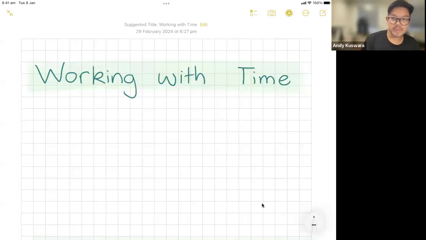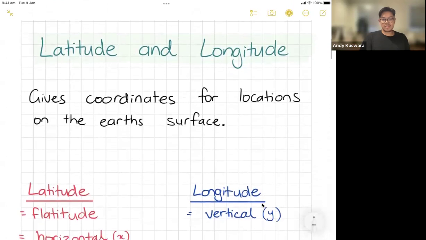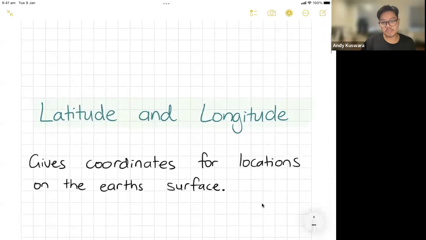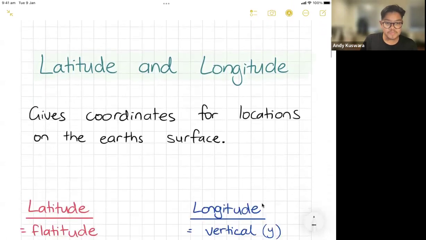Okay, so let's get straight into it. We're working with time. Seems easy. There are definitely a couple of key specific terms that you need to know. First one, we're talking about latitude and longitude. Why is it important? Because it gives us coordinates for locations on the Earth's surface, and later we'll figure out that it influences the time, because it does.